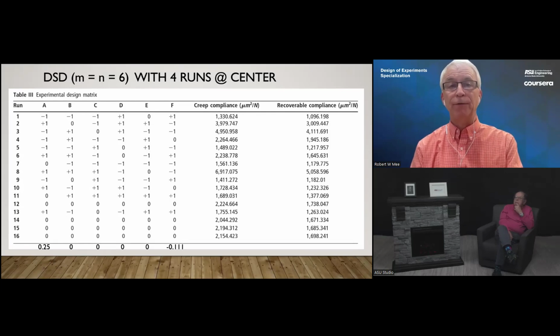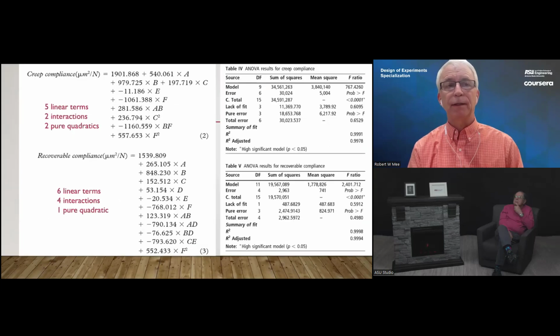You see two responses here: creep compliance and recoverable compliance, where smaller is better. What models did the authors fit? Well, they fit models for each of these that have linear main effects, a few two-factor linear by linear interactions, and one or two pure quadratic terms. So these are the terms that would make up a full second order response surface model. This is a subset of those terms.